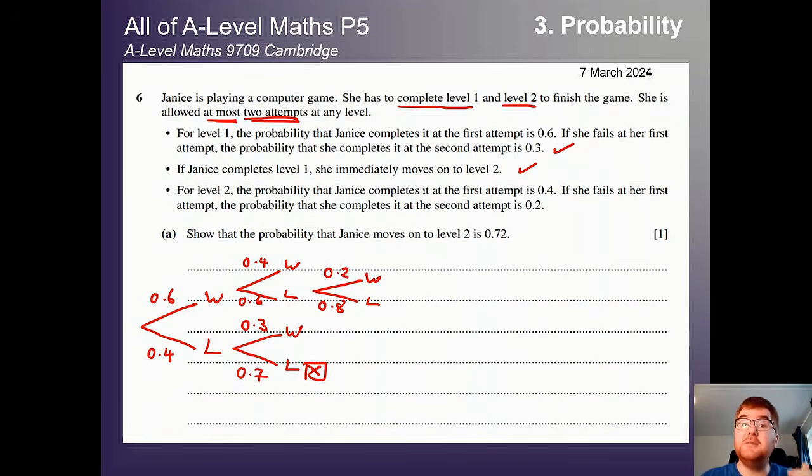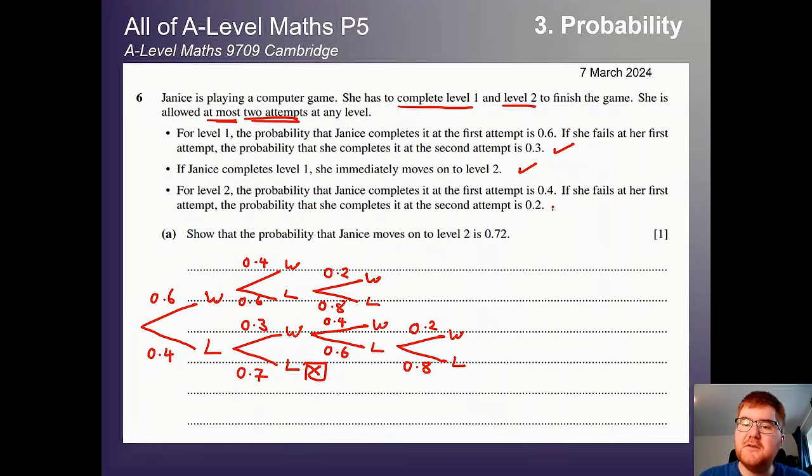Let's go down to the previous situation, where she won on the second attempt but still got onto level 2. The probabilities are going to be the same. So after that loss and win, the probability of winning and losing is going to be 0.4 and 0.6. And if she does lose, again, it's a bit unlucky, you lose the first attempt on level 1 and the second attempt on level 2, that's still allowed because you can try a second attempt then on level 2. Again, the probability is 0.2 and 0.8.